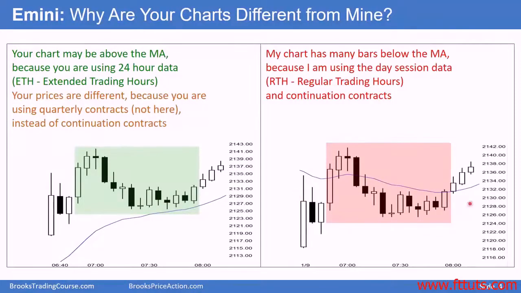Now look at this. Here's my chart. And this might be your chart. And you say, wait a minute, Al. All my bars are above the moving average, and a lot of your bars are below the moving average. What's going on? One of the things could be that you're using a 24-hour chart, a Globex chart, but I only use the day session chart. So my moving average is calculated on bars that do not include the Globex session. Especially in the first hour or so, the moving average is very different on a Globex 24-hour chart than it is on a regular trading hour chart. And also, you may be using quarterly charts based upon December or March or June or September, and I use continuation charts. So if you see differences between my charts and yours, those are probably the reasons why.